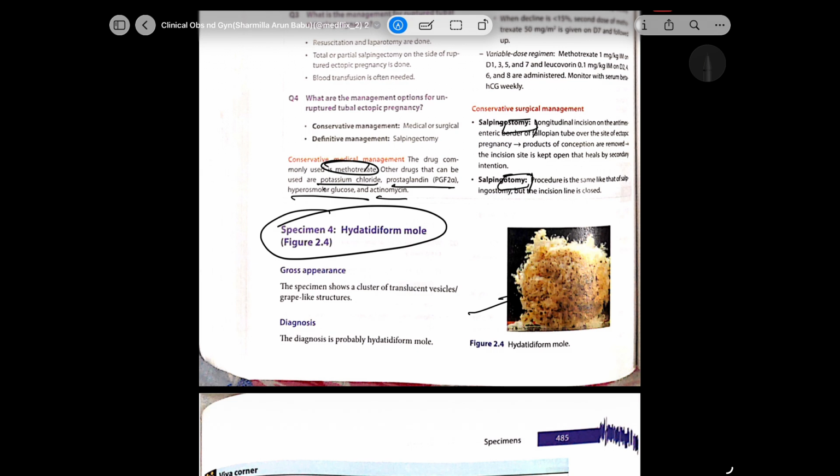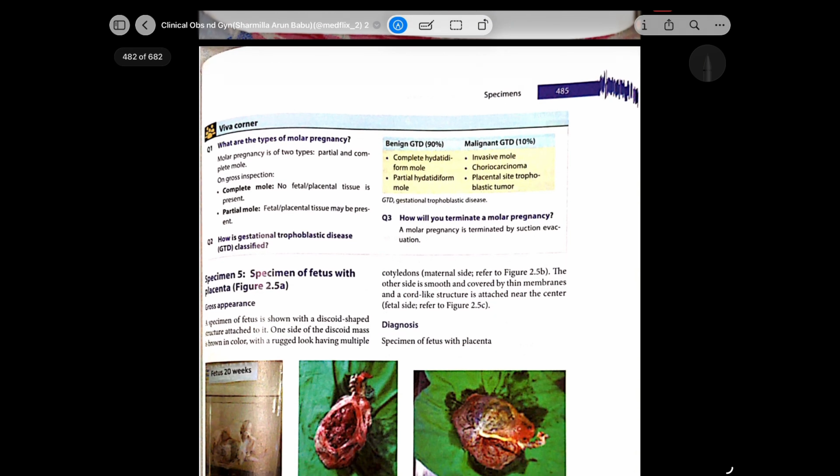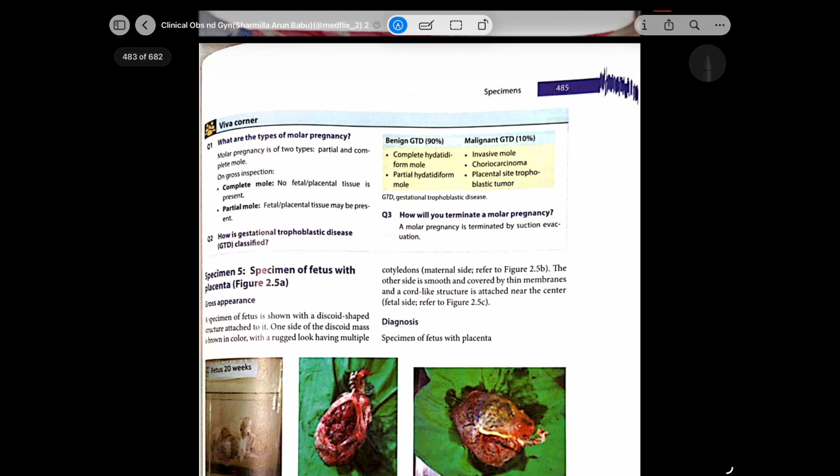Gross appearance: the specimen shows a cluster of translucent vesicles or grape-like structures. What is the diagnosis? The diagnosis is probably hydatidiform mole. What are the types of molar pregnancy? Molar pregnancy is of two types: partial and complete mole. On gross inspection, complete mole has no fetal or placental tissue, and partial mole may have fetal or placental tissue.